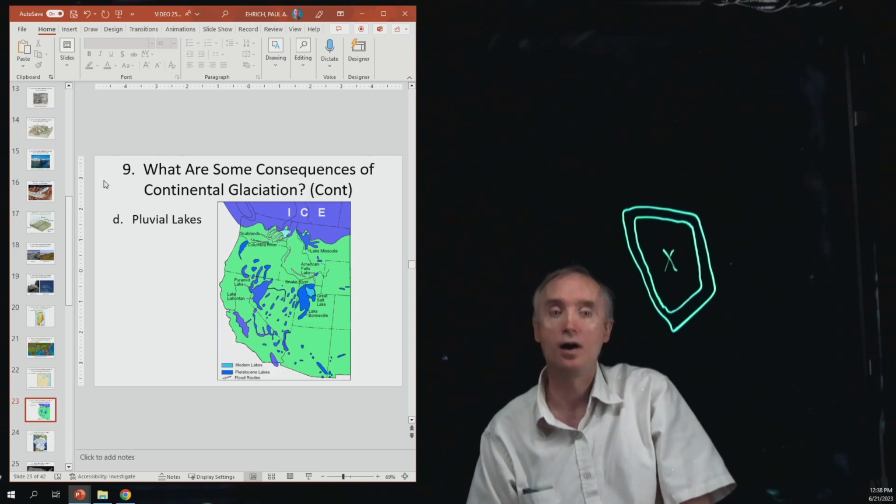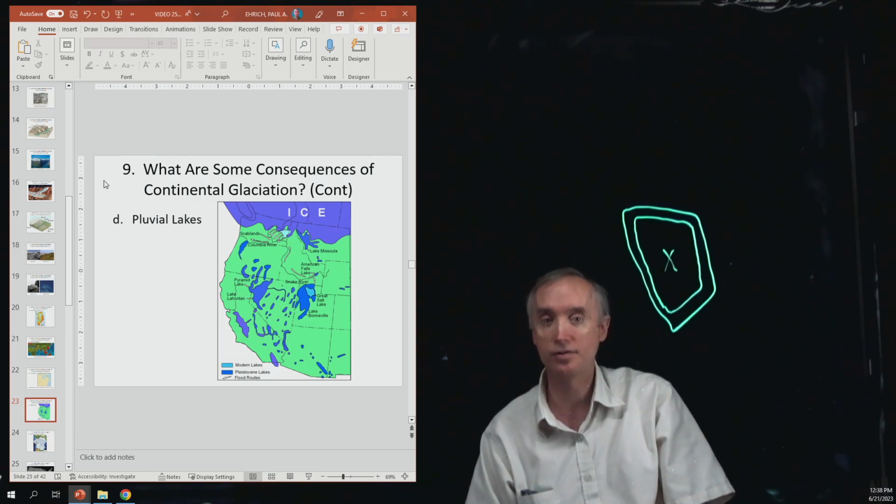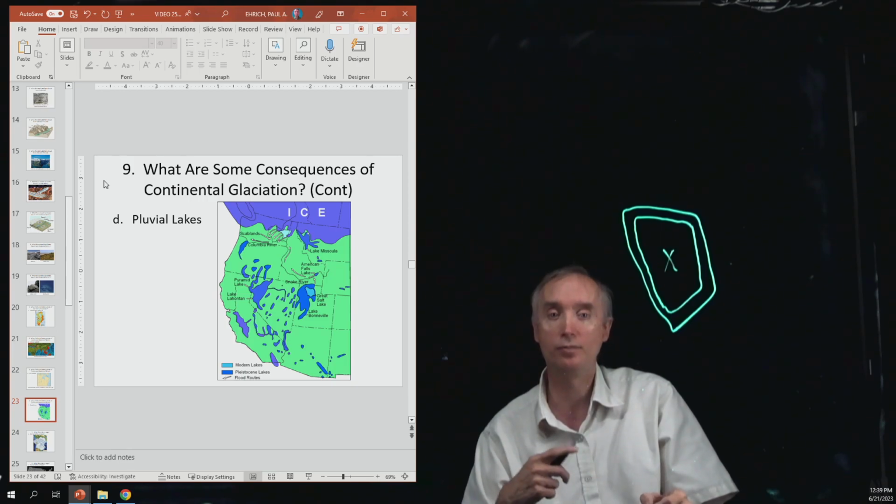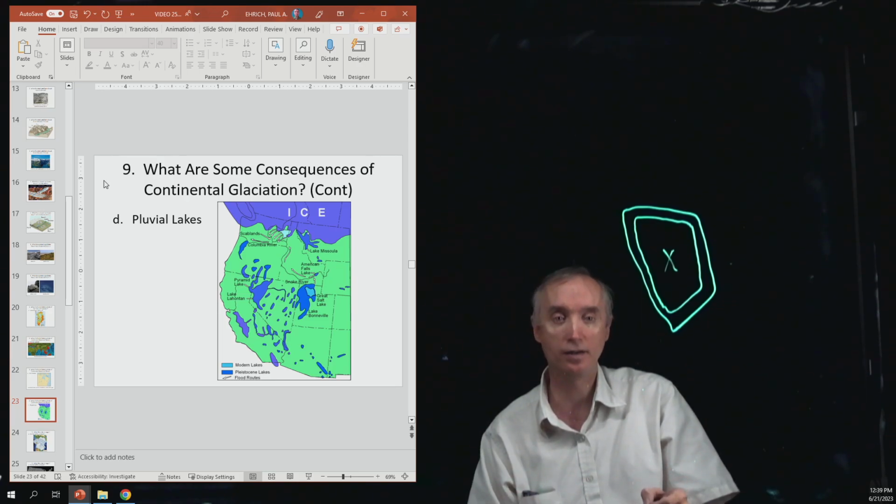Okay, and then during the ice ages, there was a lot more ice in the western part of North America, and then that ice, when it melted, made lakes. And so these are called pluvial lakes. And so the Great Salt Lake is an example of one of these pluvial lakes.